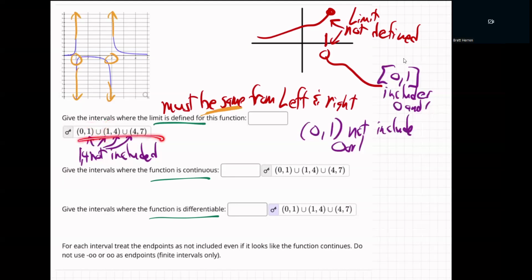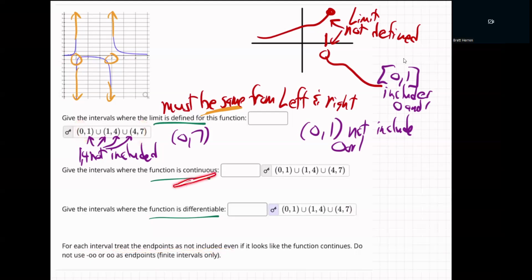Because you might say, isn't this just the same as saying 0 to 7? No, it's not. Because 0 to 7 would include everything between 0 and 7. It wouldn't include 0 or 7, but it includes everything in between. We're not including the 1 and the 4 because the limit is not defined at 1 or 4. So it doesn't include the 1, doesn't include the 4 in either interval. If it was a bracket, that would include the 4, but we're specifically putting parentheses. Also they said endpoints are not included. So that's why we have parentheses: don't include 0, don't include 7.